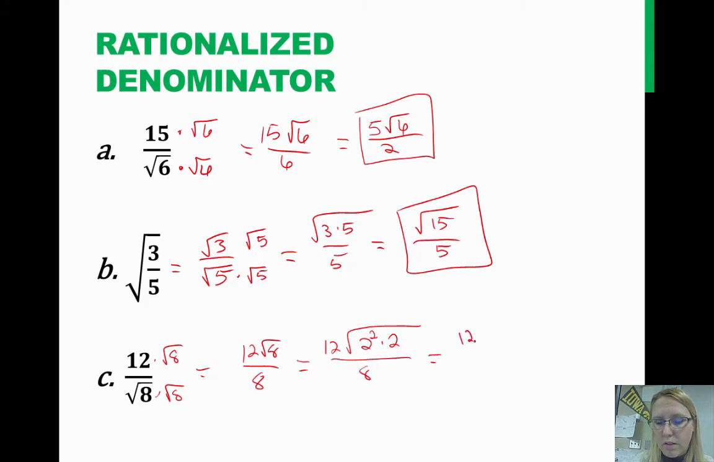So it'll be 12 times 2, square root of 2, over 8. So this is 24 square root of 2 over 8. And 8 goes into 24, so we're fortunate that way. We can just rewrite this as 3 square roots of 2.